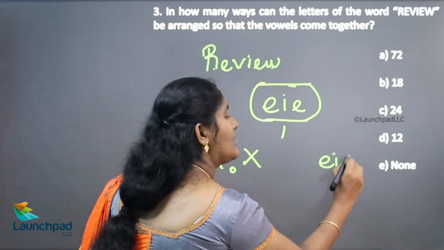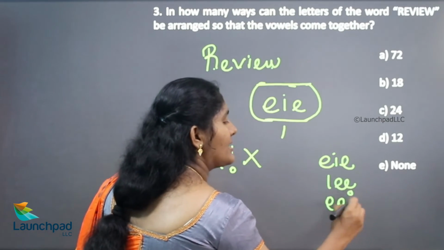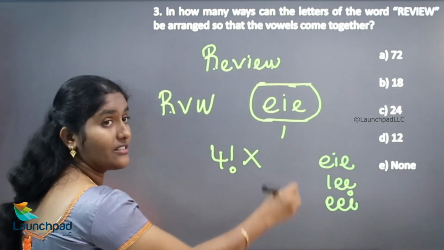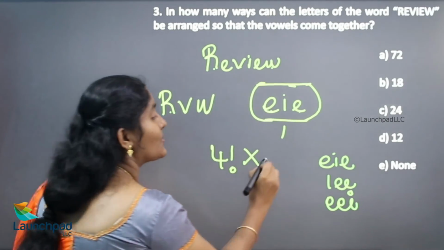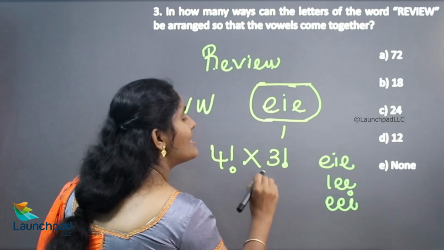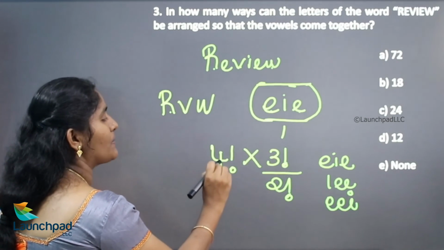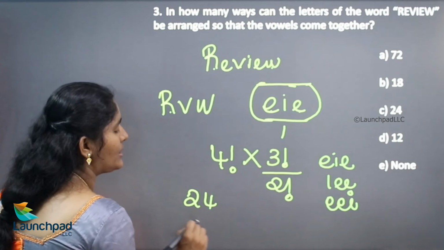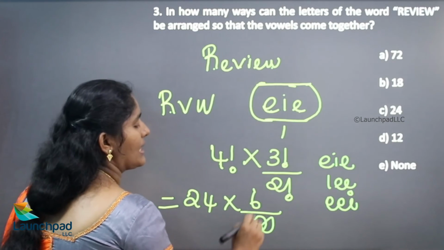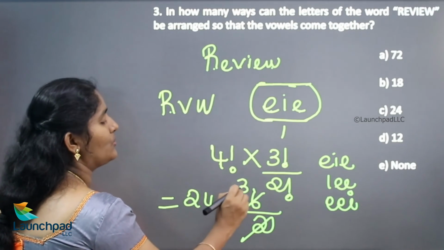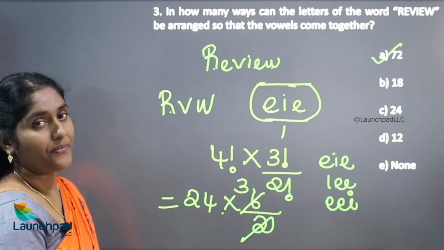See, E, I, E; I, E, E; E, E, I. I can write it in 3 ways. I could say 6 ways, but here E occurs twice. So 3 factorial divided by 2 factorial. Don't cancel it blindly, it is wrong. Expand your value. 4 factorial value is 24 and 3 factorial value is 6. 2 factorial is 2. While cancelling, 3 into 24 is 72. Option A is correct.